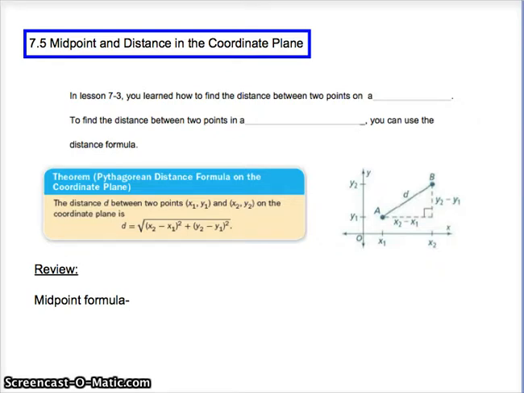Hey everybody, and welcome to our lesson about finding the midpoint and distance in the coordinate plane. Now, earlier in this unit, in lesson 7.3, you learned how to find the distance between 2 points on a number line. We're going to extend that and now learn about how to find the distance between 2 points on a coordinate plane.